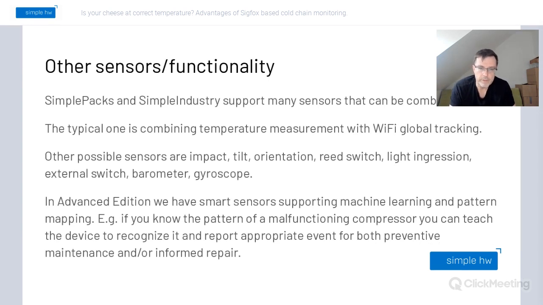It can be also very useful for any kind of preventive maintenance. So if you know how the wrong vibrations of an engine look like, we can report that the engine, the compressor, is not working properly, and we can report it for the preventive maintenance.